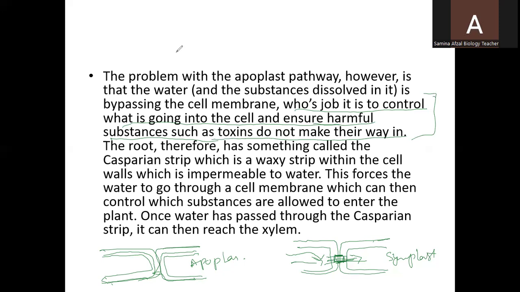So the root has something called the Casparian strip, which is a waxy strip within the cell wall that is impermeable to water. This forces the water to go through a cell membrane, which can then control which substances are allowed to enter the plant. Once water has passed through the Casparian strip, it can then reach the xylem. So in this way, the roots play a very significant role, which is helpful for the plants.